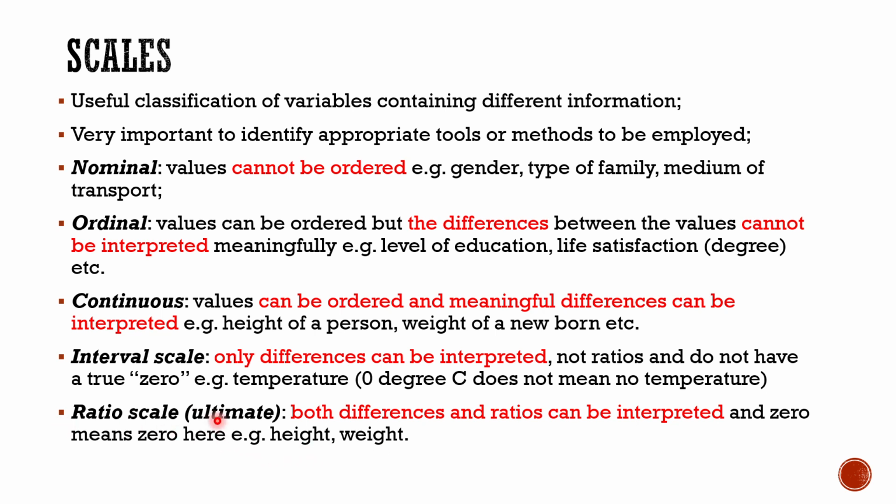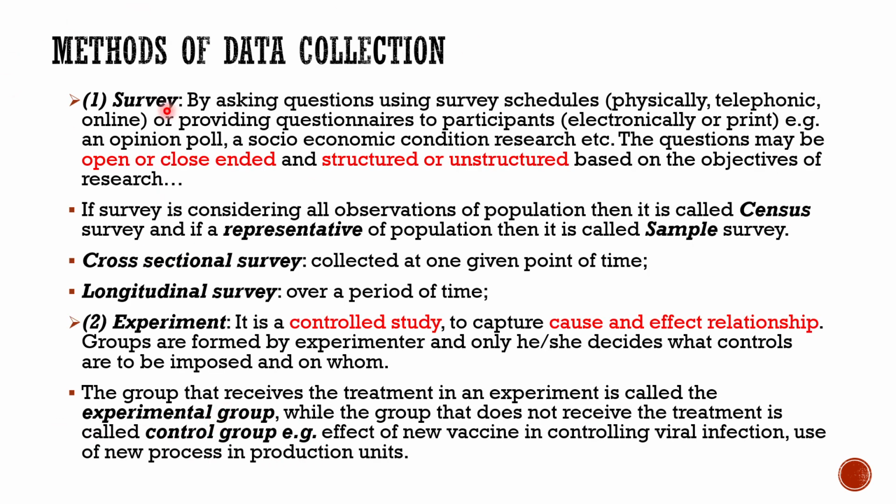These are called ratio scales. Now, methods of data collection. We have three different types of data collection methods. First of all, we'll start with the survey method. In the survey method, we get information by asking questions using survey schedules, or we can provide questionnaires.